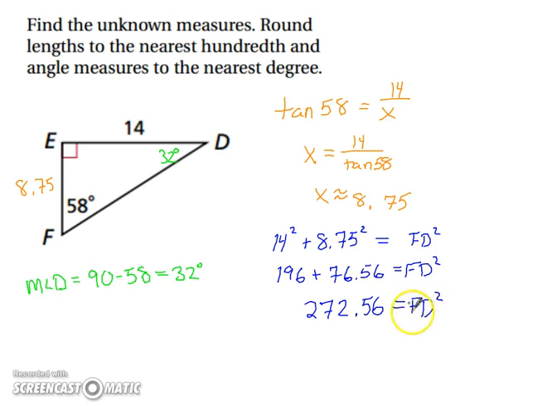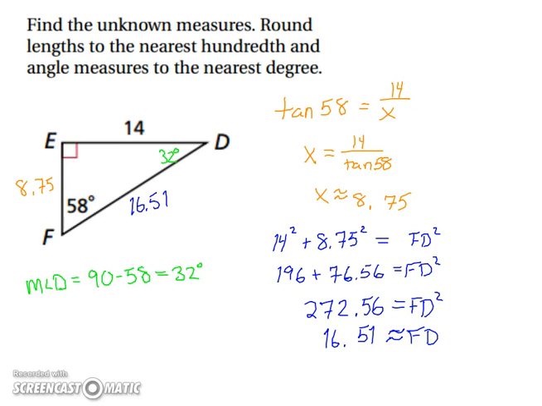Now we want to get FD by itself, so we can take the square root of both sides, and that leaves us with about 16.51 as the length of FD. We can put that over here too. Alright, well we have all of our three sides and all of our three angles, so therefore all of the unknown measures have been found.